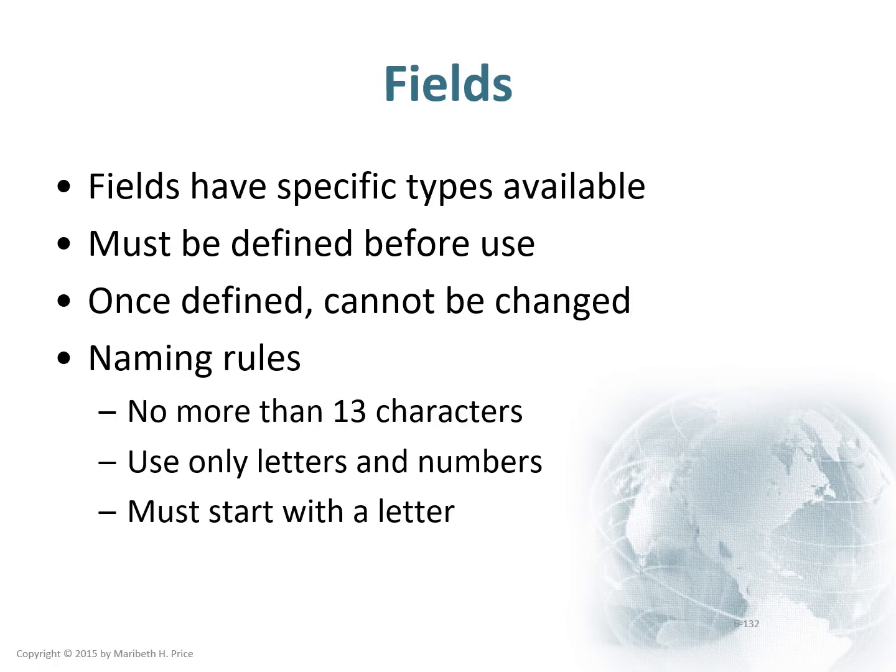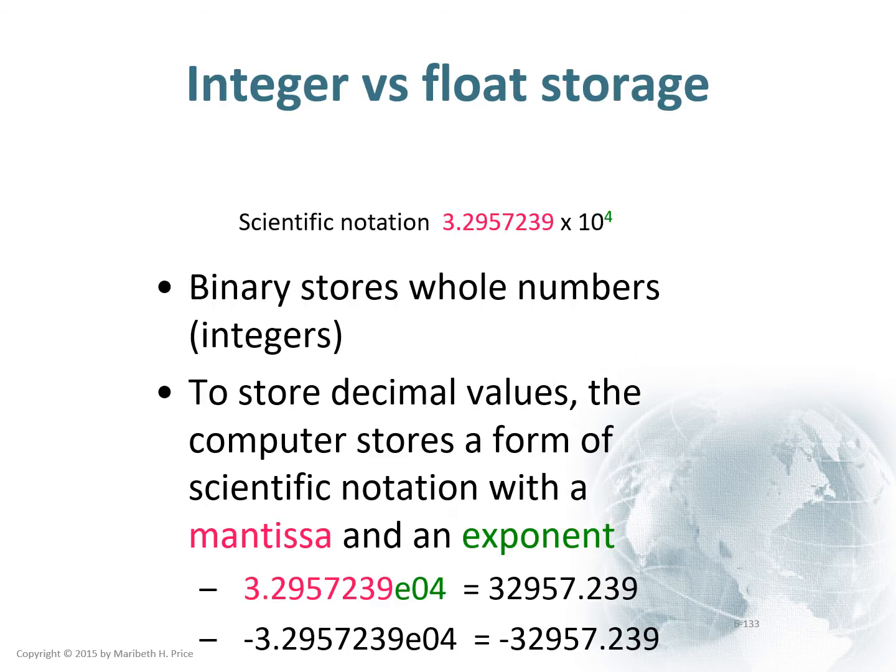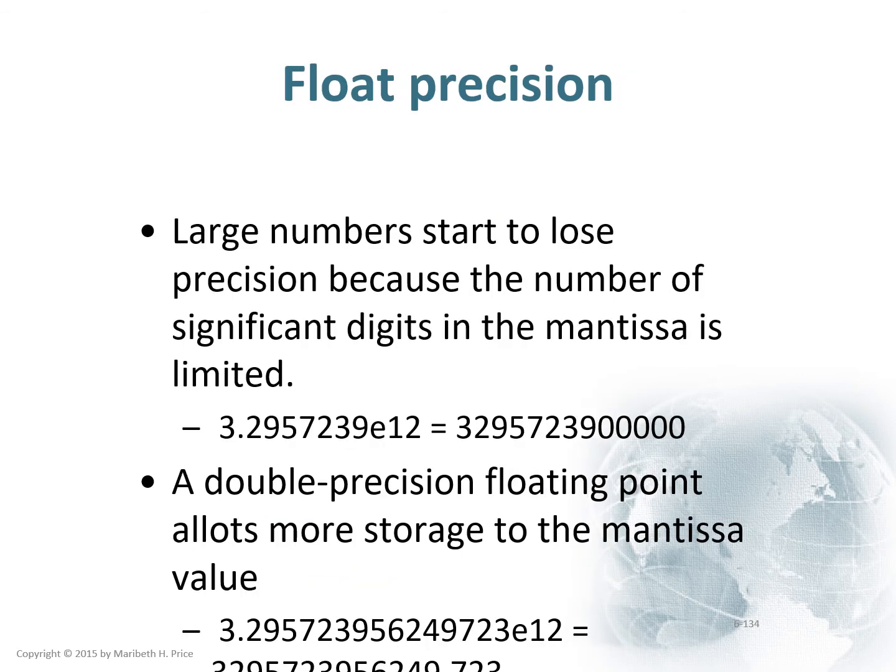Fields are just the columns in the attribute tables. No more than 13 characters, only letters and numbers. Got to start with integer versus float. Integers are whole numbers, real numbers, not negative numbers. Floating point uses a scientific notation kind of format with a mantissa to calculate out the values you're looking for. Precision is either single or double. It has to do with the number of digits in the mantissa. The more digits in the mantissa, the more exact and the more precise your answer can be.